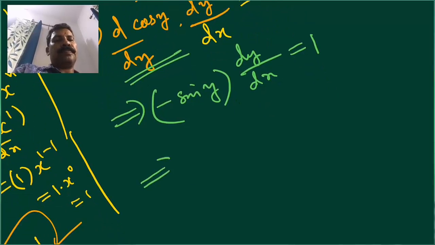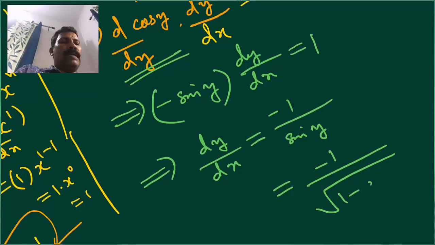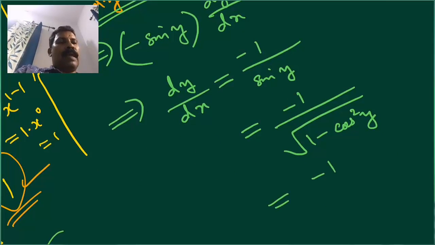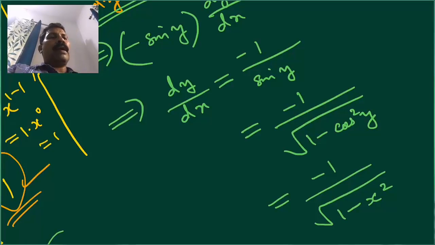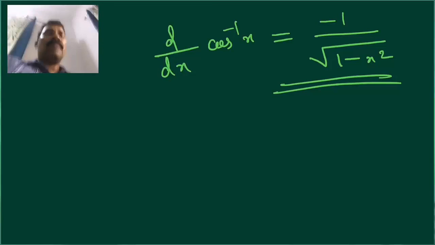So we can write dy by dx equal to 1 by minus, we can put minus in the numerator, then sin y, that is equal to minus 1 by square root of 1 minus cos squared y, and in the final stage we can replace, that is negative 1 by square root of 1 minus x squared. So we have the answer: the derivative of cos inverse x with respect to x is negative 1 by square root of 1 minus x squared.